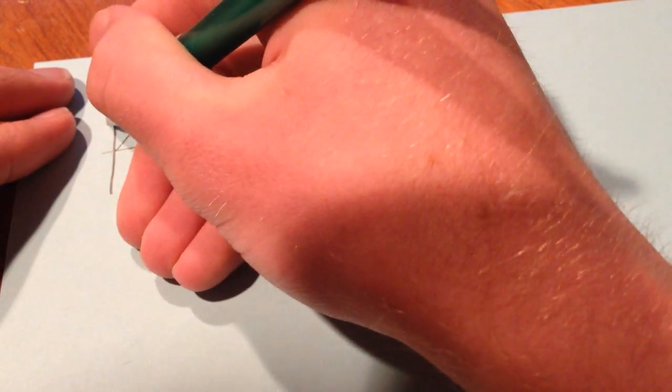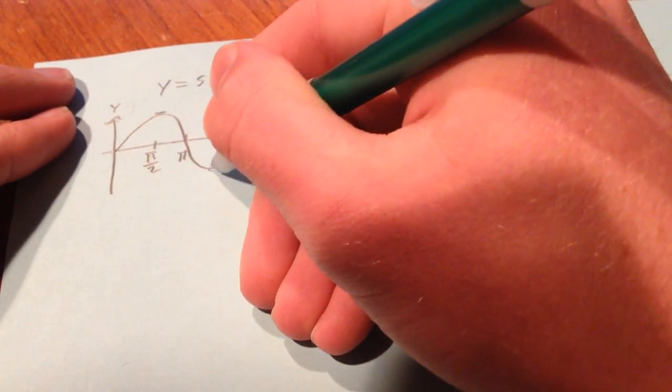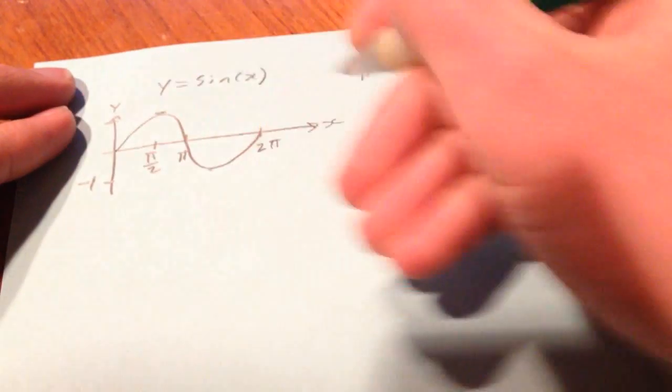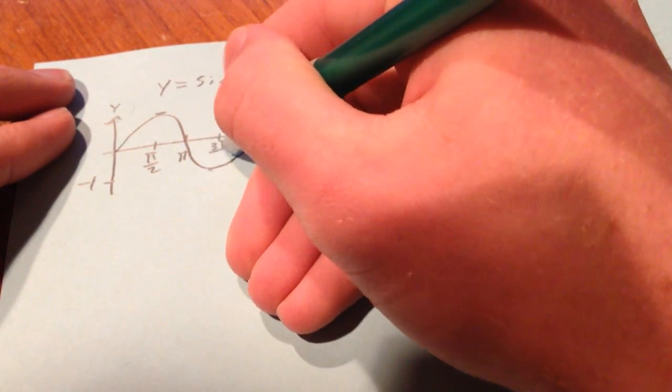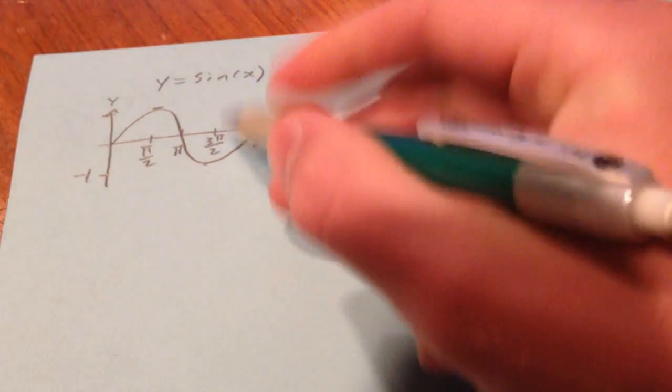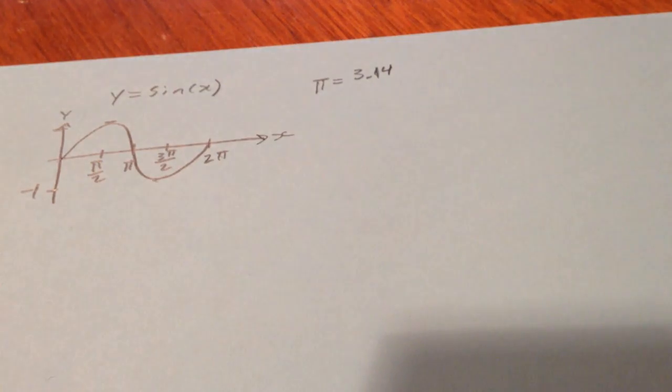It has a maximum of 1 when x is equal to pi over 2, and it has a minimum here of negative 1 when x is equal to 3 pi over 2, which is just 3 times 3.14 divided by 2. It just is that number right there.